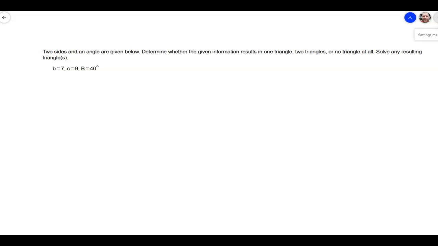Hey, this is Mr. Beckstrom, and today I'm going to take a look at number 8 in section 8.2. And here it says two sides and an angle are given below. Determine whether the given information results in one triangle, two triangles, or no triangles at all. Solve any resulting triangles. So this is another case where we're going to have a side-side angle.